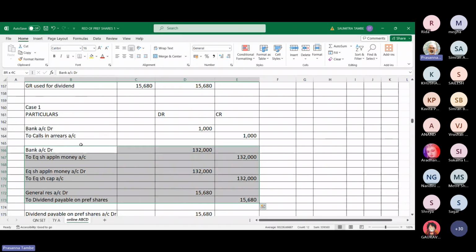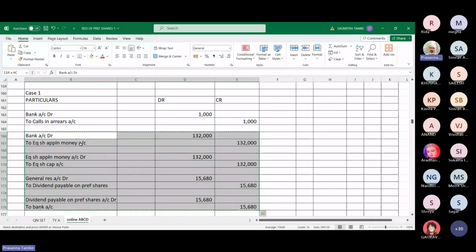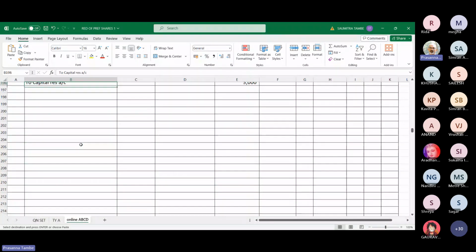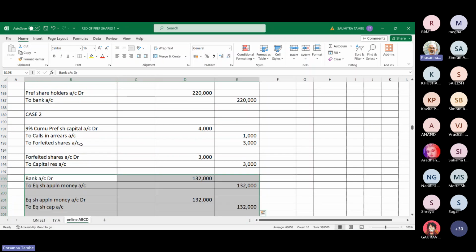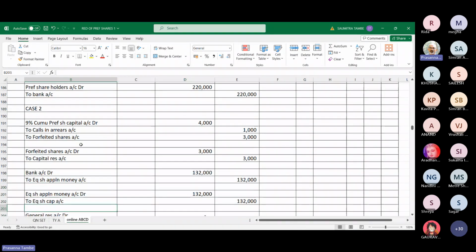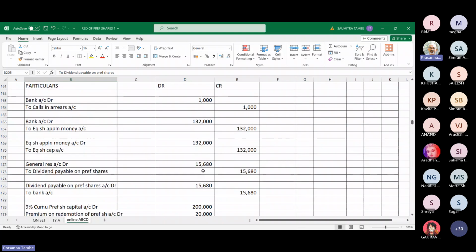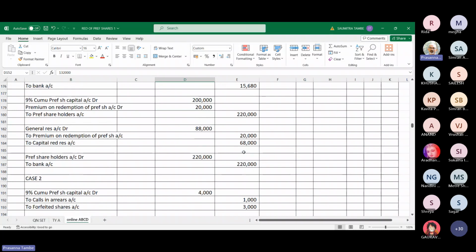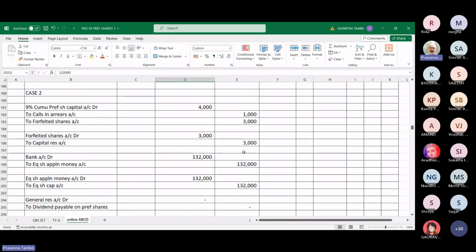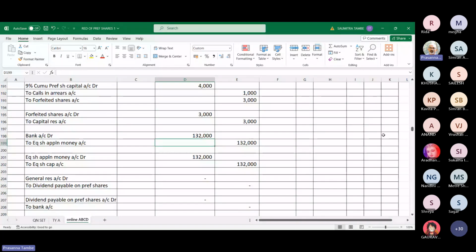Now the next two entries for fresh issue will remain same, and even payment of dividend related entries will remain same. These entries are going to be exactly the same. I'll just copy paste that entry. Fresh issue is also same amount. If you see the workings, it's 1,32,000 only. So my entry will be bank account debit to equity share application money account. Then equity share application money account debit to equity share capital account.